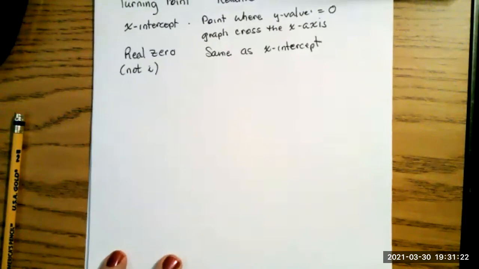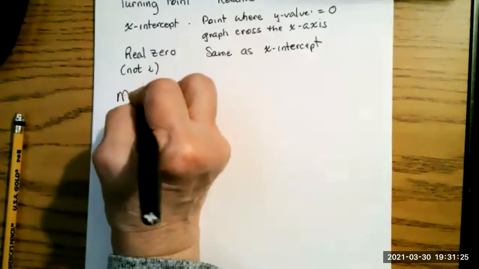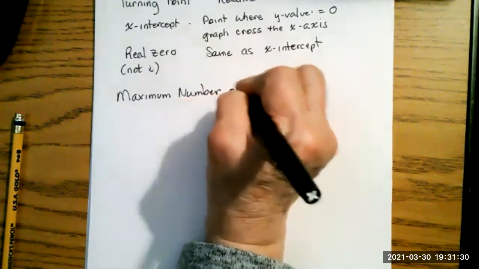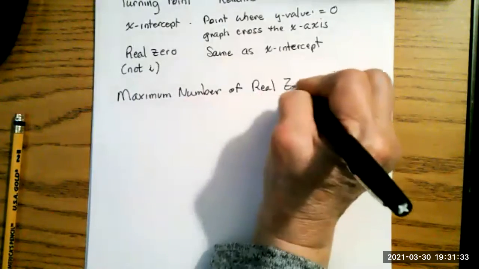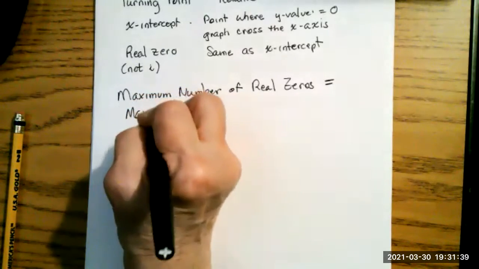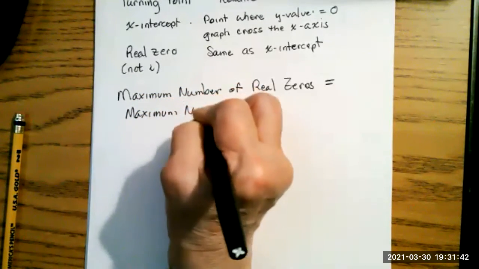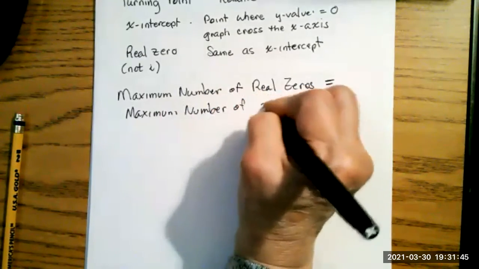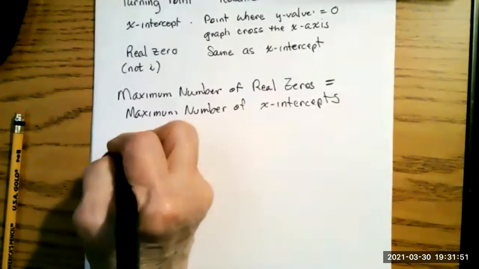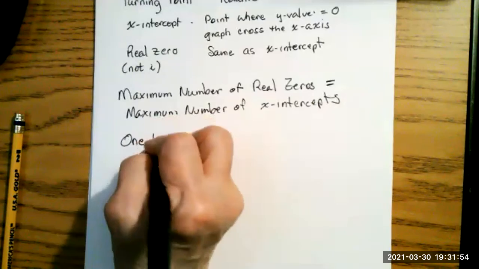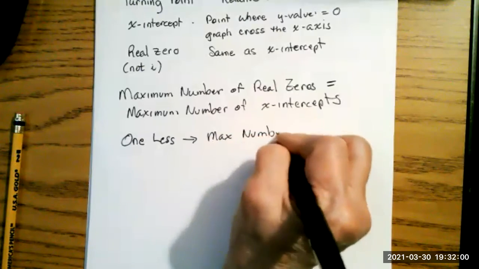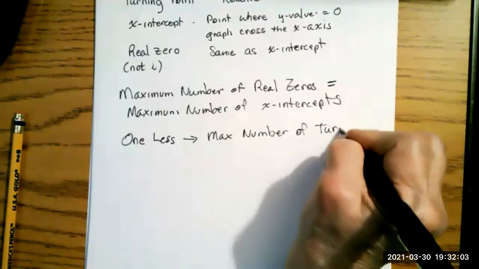So we have to find the maximum number of real zeros. And we know that's equal to the maximum number of x-intercepts. And one less will be the maximum number of turning points.